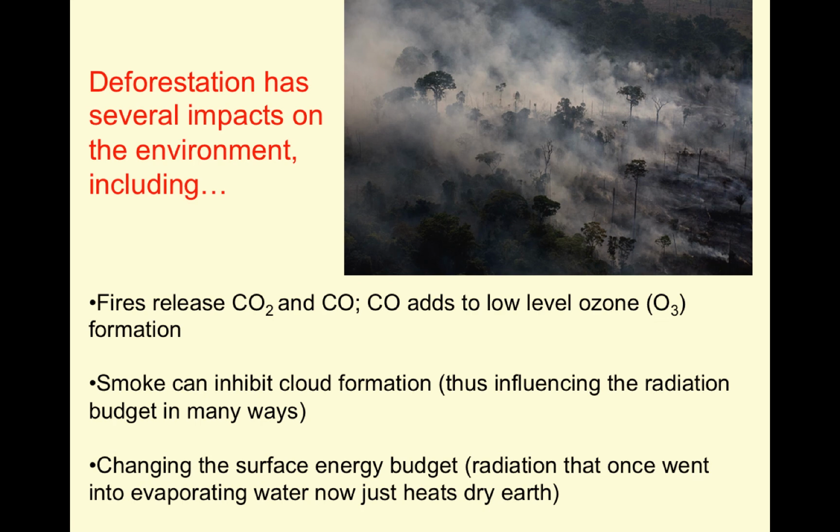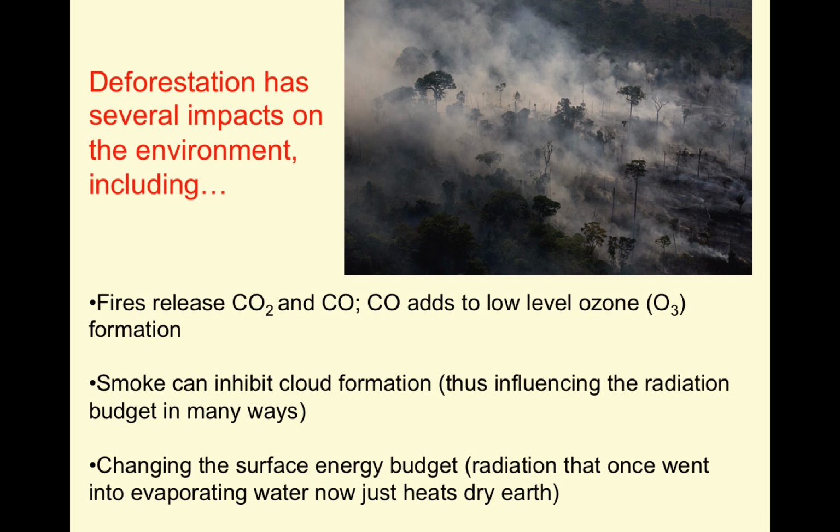Smoke can inhibit cloud formation, thus influencing the radiation budget in many ways. Many studies have shown how smoke goes up over the Amazon. It warms that layer of the air up there, makes it warmer up there than it otherwise would be, and it actually can inhibit these clouds by that method.